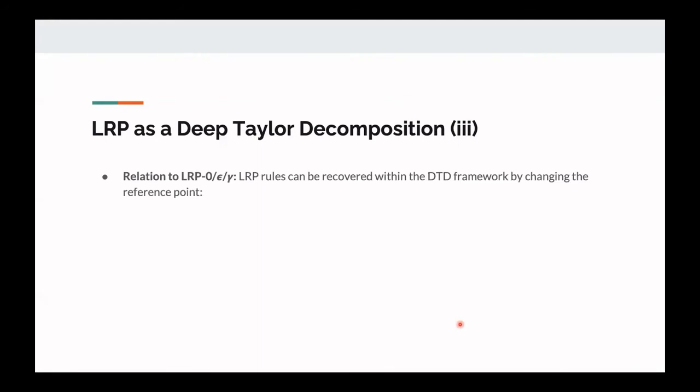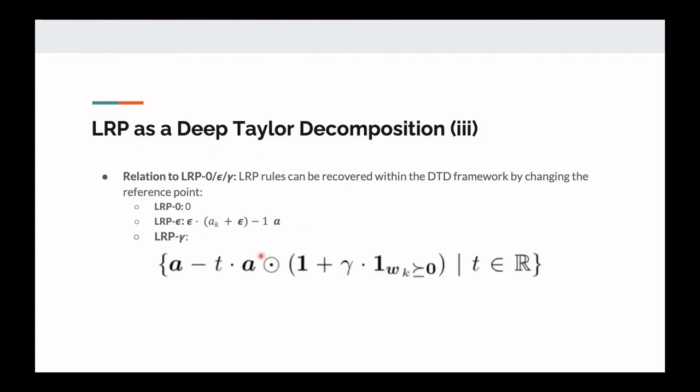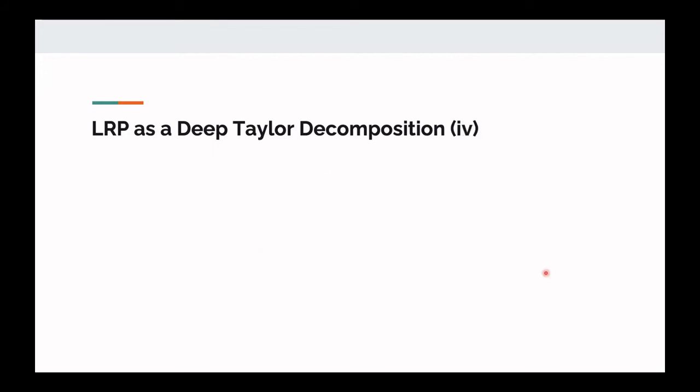So the next thing they do is they relate the different LRP rules to the deep Taylor decomposition and talk about how they can be recovered. If you set the reference point to 0, you can recover the LRP0 rule. If you set the reference point to this expression right here, you can recover the epsilon rule. And finally, if you set the reference point to this longer expression right here, you can recover the gamma rule. And we'll show this again on not this slide, but the next slide.